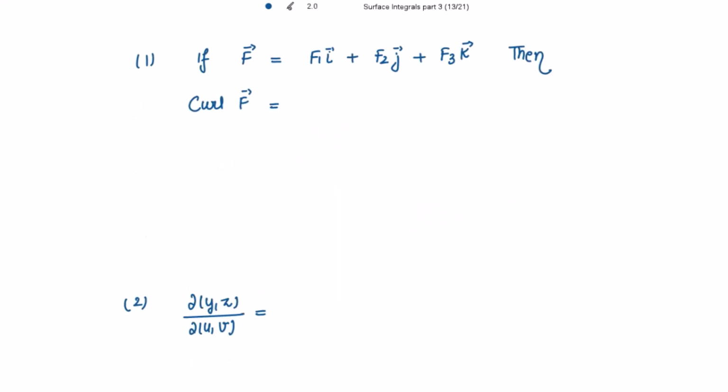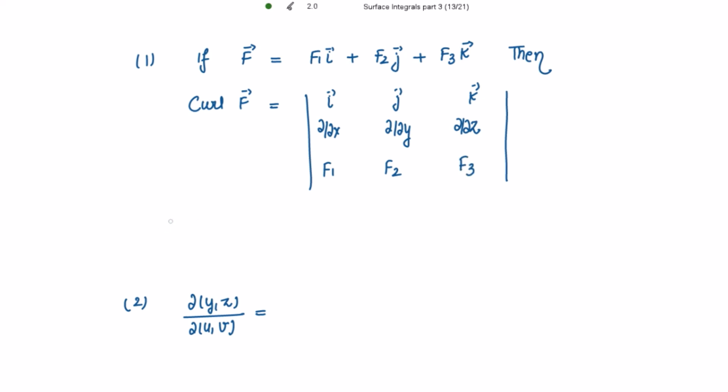The first one is, if f vector is f1 i vector plus f2 j vector plus f3 k vector, f vector having the three components f1, f2, f3, then curl of f vector is written as a determinant, writing here i vector, j vector, k vector, and here the partial derivative with respect to x, the partial derivative with respect to y, and the partial derivative with respect to z, and writing here the components of f vector, that is f1, f2, f3.